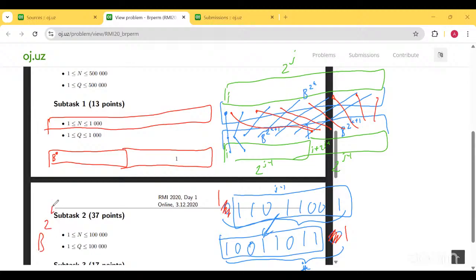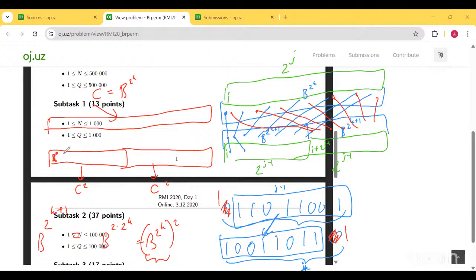B times 2 to the k plus 1 is equal to b to the 2 times 2 to the k, which is equal to b to the k square, right? Okay. And the base for this, let's say it is C. The base for this is b to the 2k like this. So it means the base for this is C square, right?